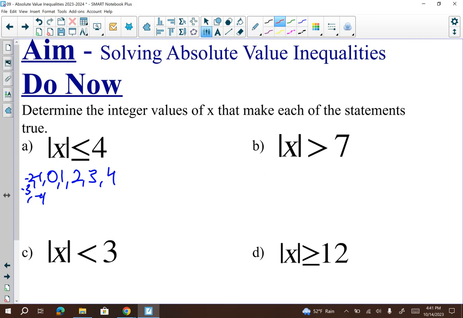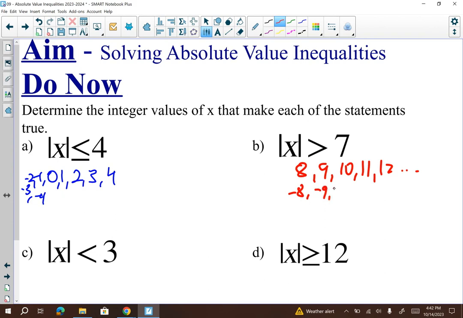Let's look at B. Absolute value of x is greater than 7. So would absolute value of 7 work? No, it's not going to be greater. But the absolute value of 8 would work. 9, 10, 11, 12, and so on. We said 7 wouldn't work, 6 wouldn't work, 5 wouldn't work. Nope. But absolute value of -8, that would work. Absolute value of -8 is 8, and that's going to be greater than 7.